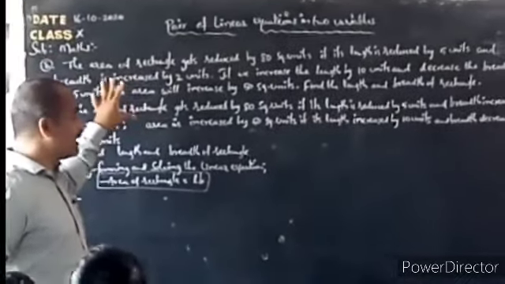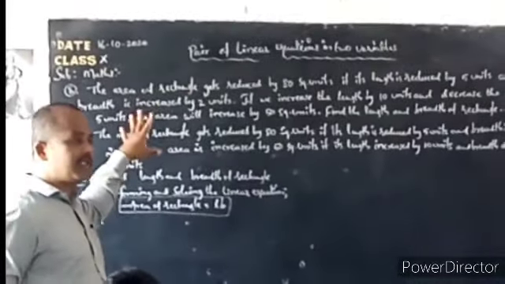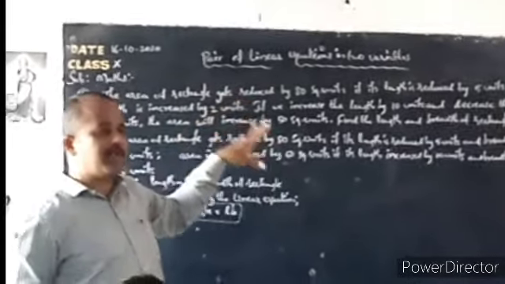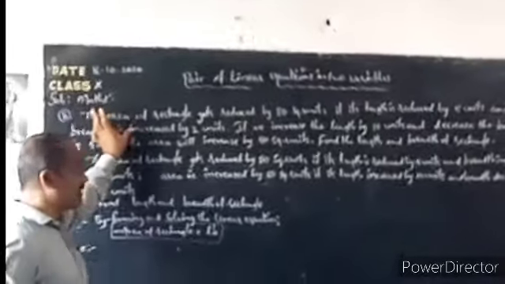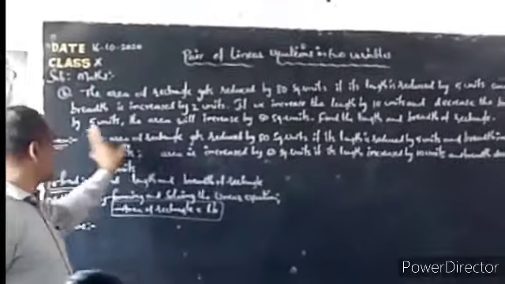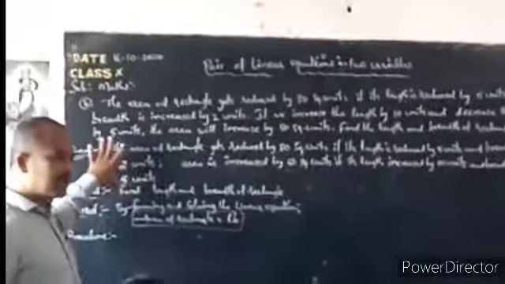Area is mentioned. That's why we have to use the area of the rectangle formula here. What is the area of the rectangle? Length into breadth. So first, write the two statements as the given data. Next, what to find? We have to find the length and breadth. Is it clear or not?